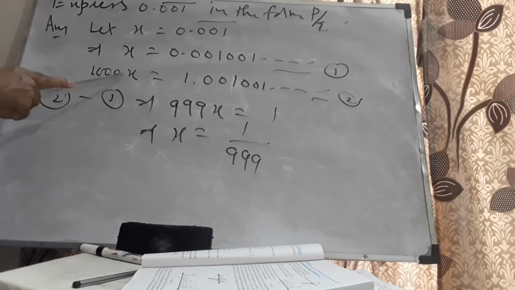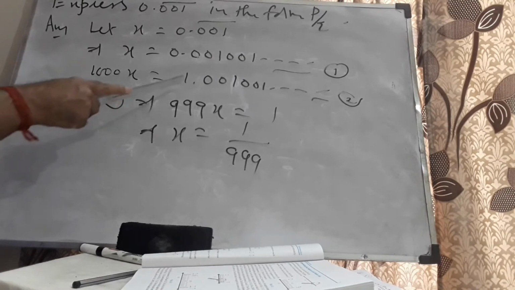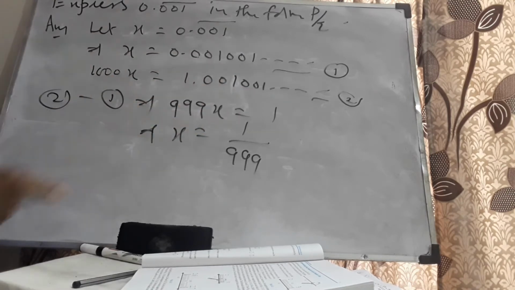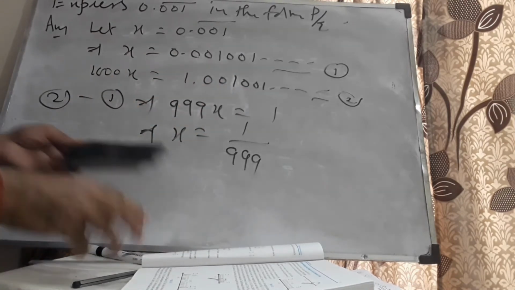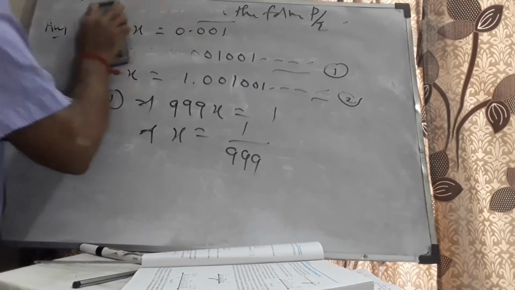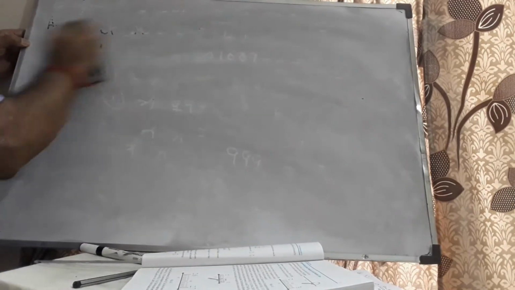Subtract 1 from 2. 1000x minus x is 999x. Here the decimal gets cancelled. But x becomes 1 divided by 999. You can just divide and then check. You can just divide and then proceed with the same answer. You will get 0.001001, etc.